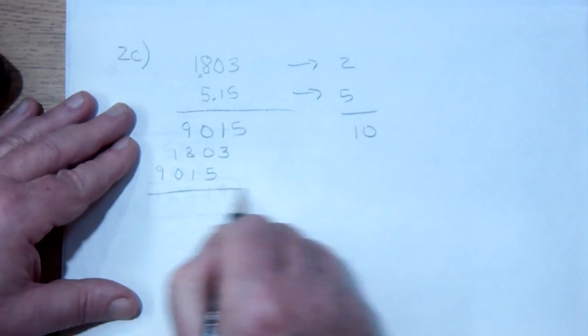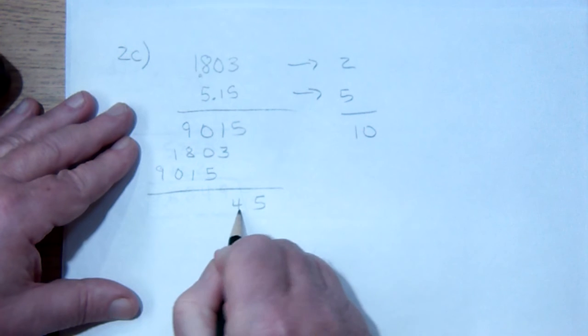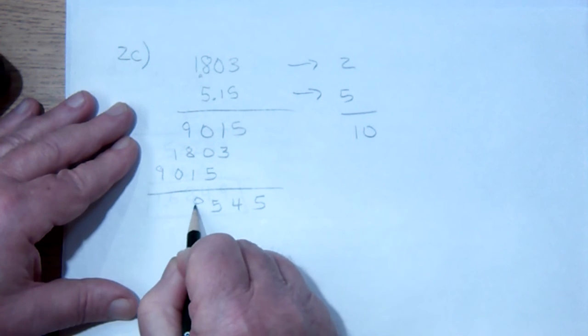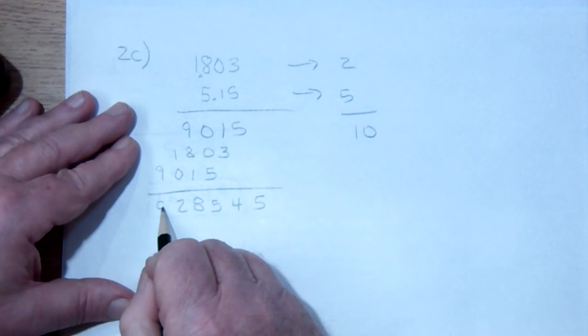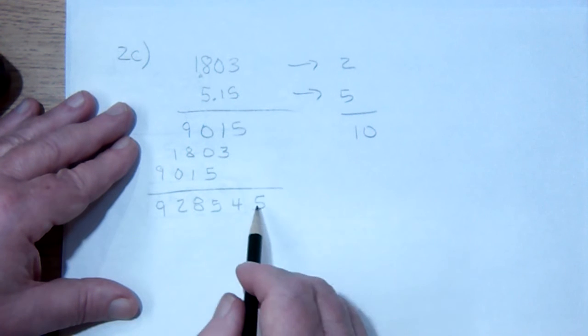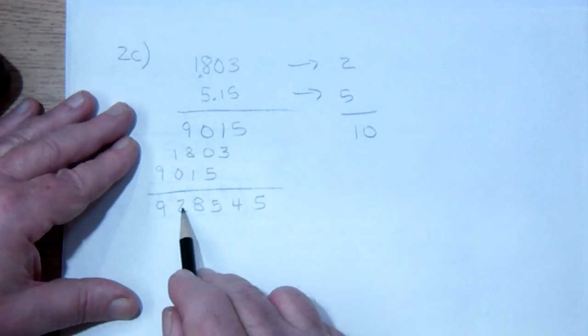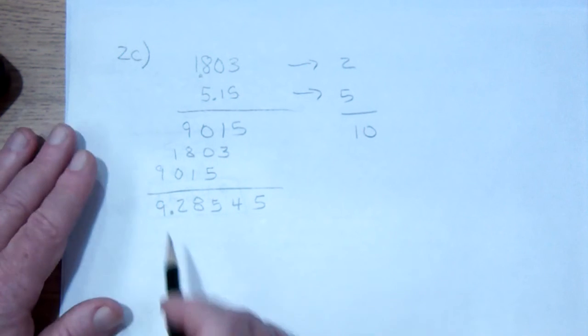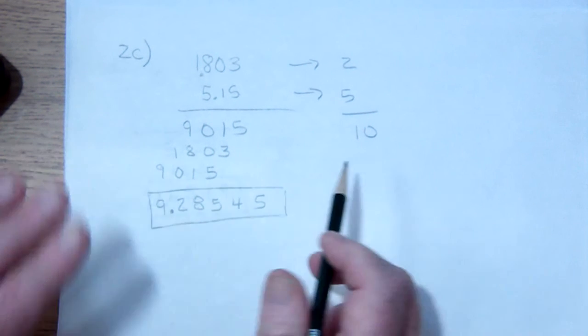We will add. And we have 1, 2, 3, 4, 5 places, and 1, 2, 3, 4, 5. And so our answer ends up being very close to what we expected it to be.